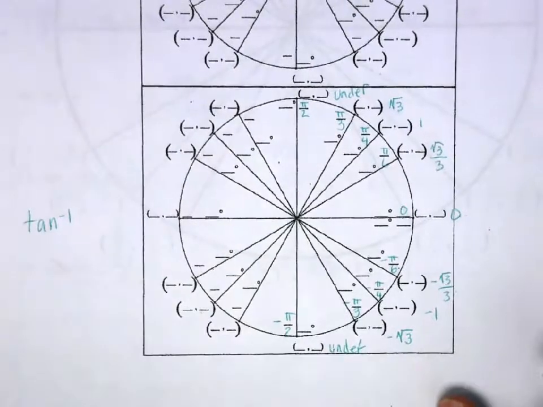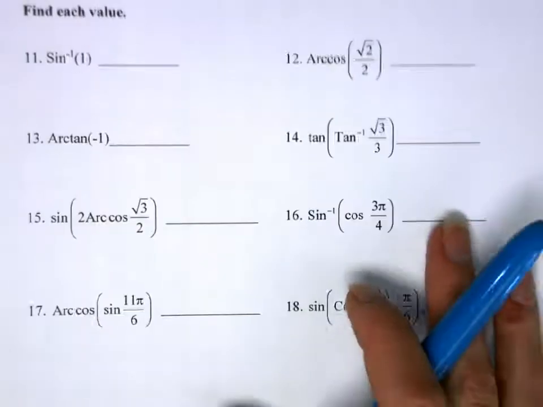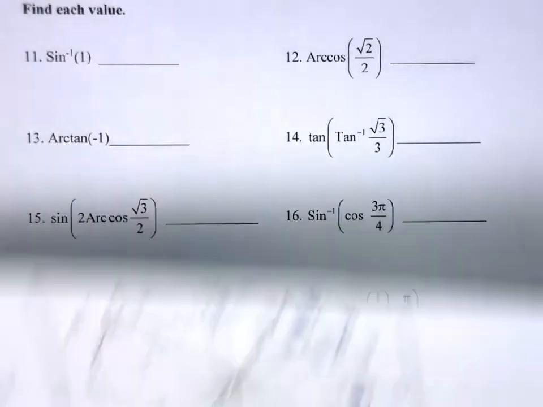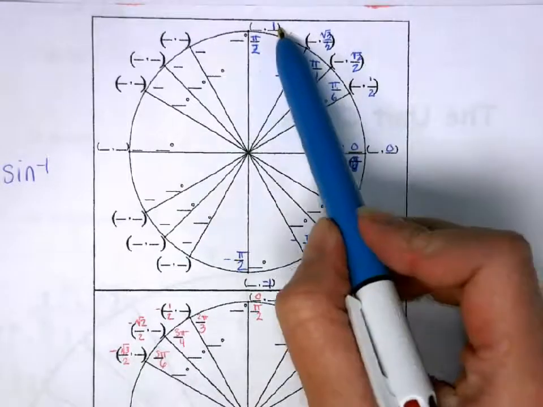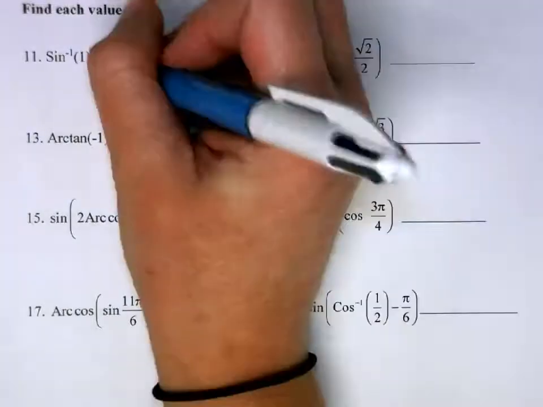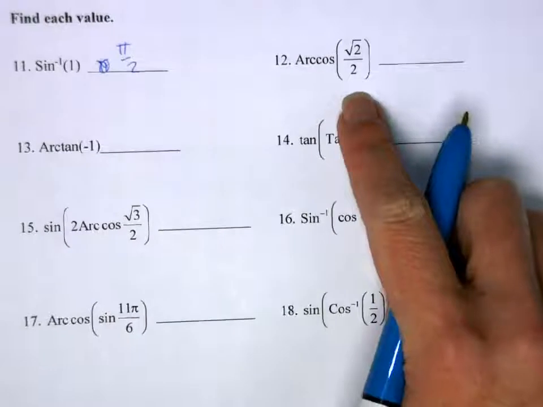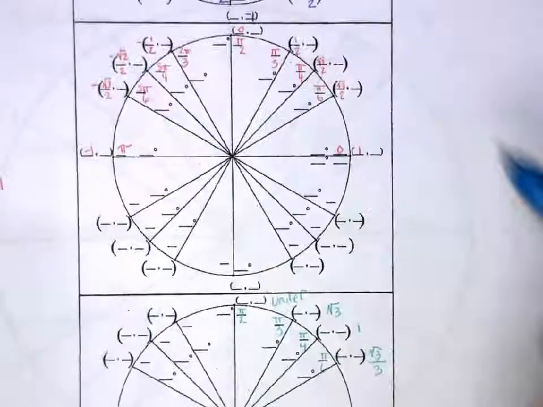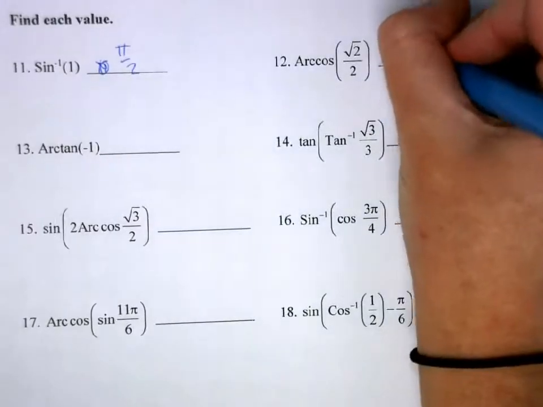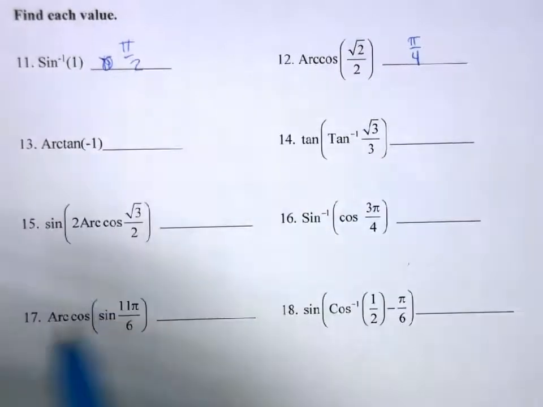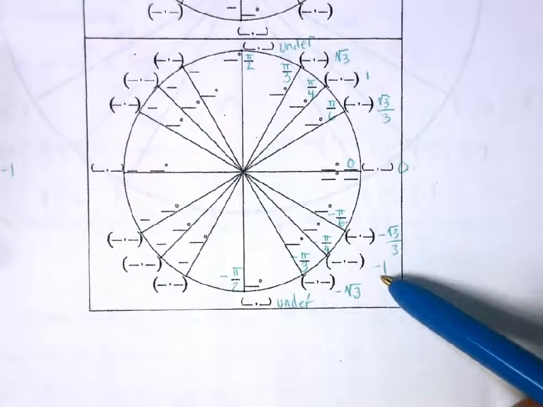So sine inverse of 1, we're going to the function. You're finding the value where our y is 1, which is going to be at pi over 2. Okay, arc cosine root 2 over 2, we go to this one. We find where x is root 2 over 2, which is at pi over 4. Okay, arc tan negative 1. Go to our last graph, find negative 1, and go to the angle, which is negative pi over 4.